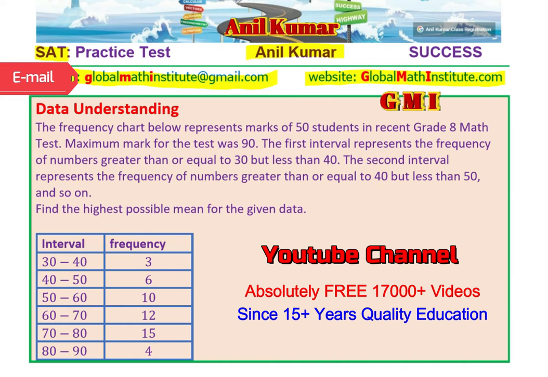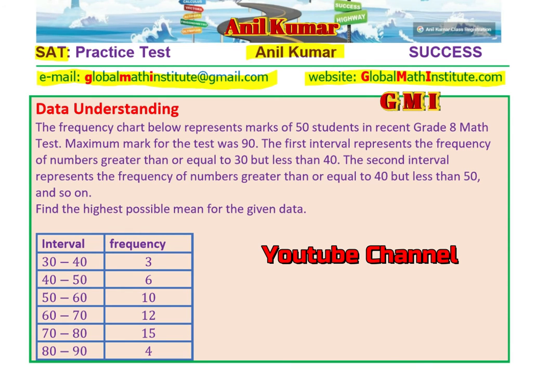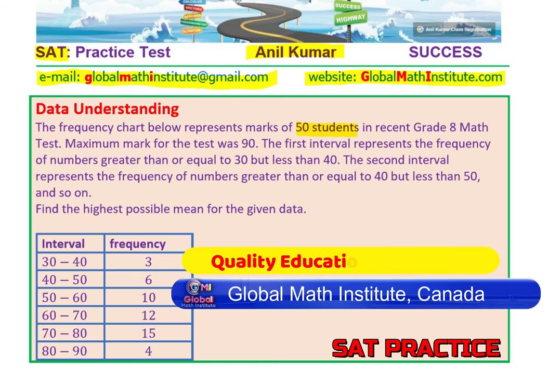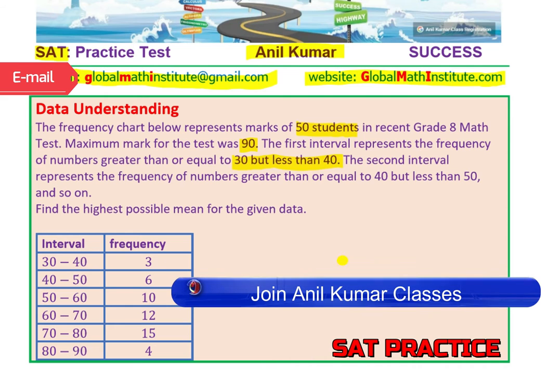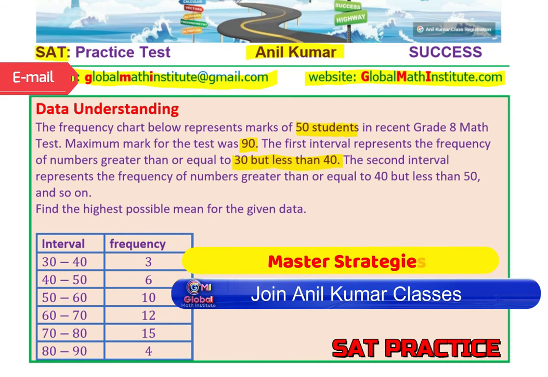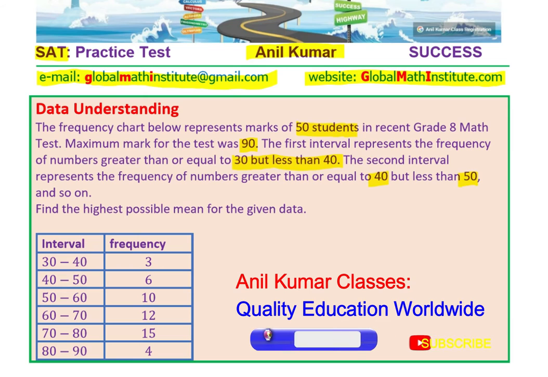Let's look into the question now. The frequency chart below represents marks of 50 students in a recent grade 8 math test. Maximum mark for the test was 90. The first interval represents the frequency of numbers greater than or equal to 30 but less than 40. The second interval represents the frequency of numbers greater than or equal to 40 but less than 50, and so on. Find the highest possible mean for the given data.